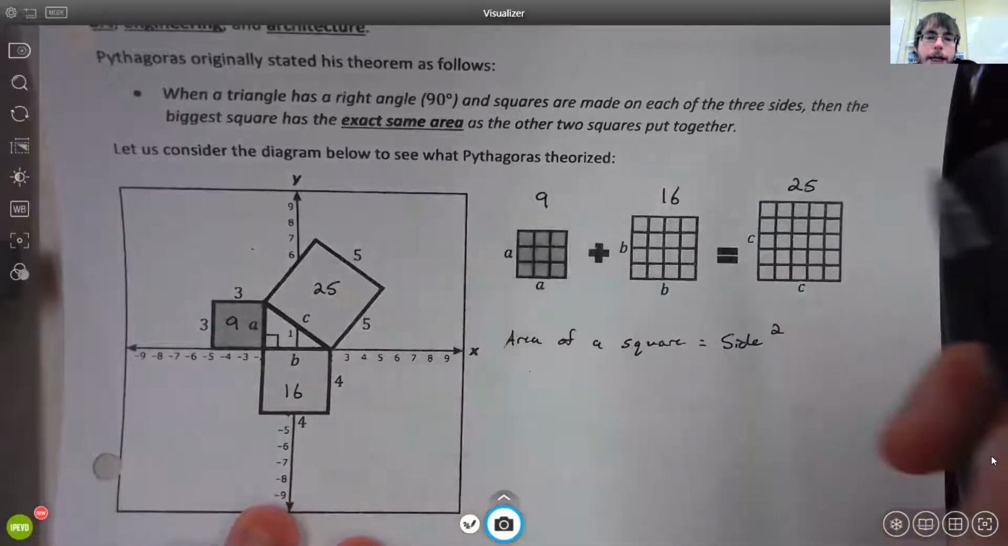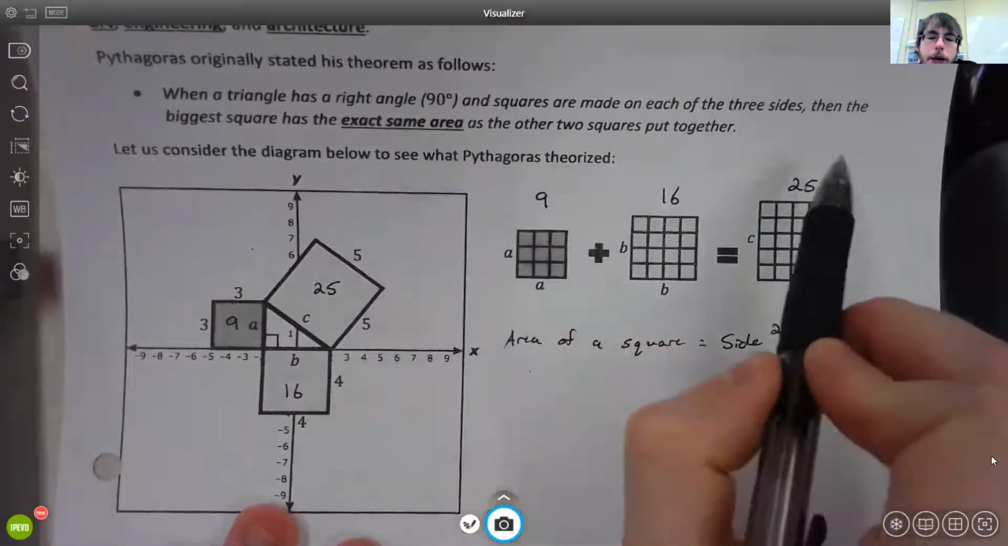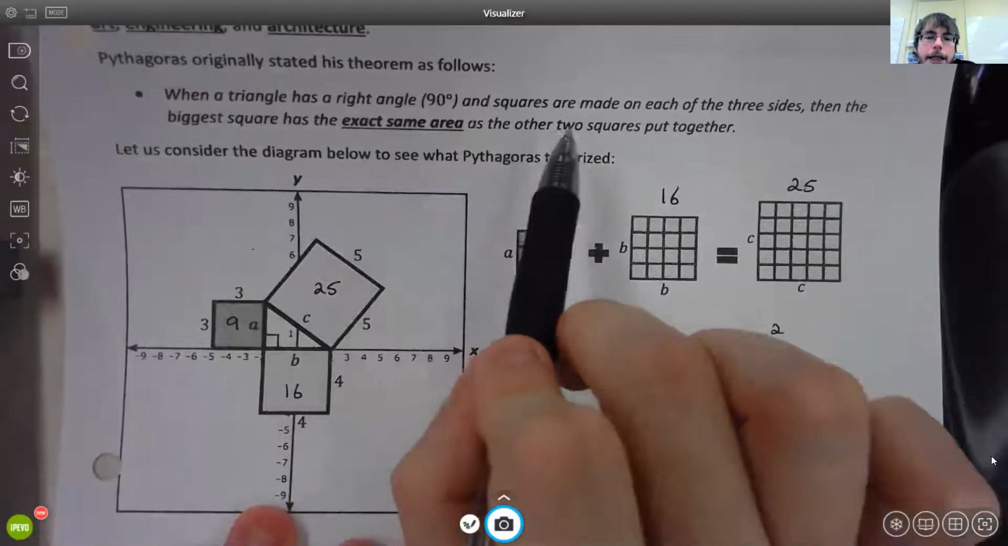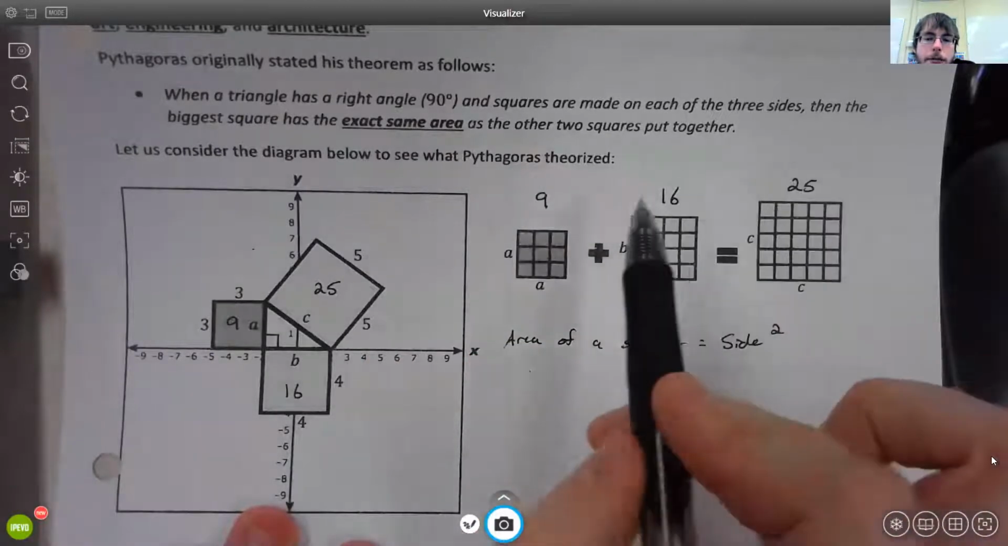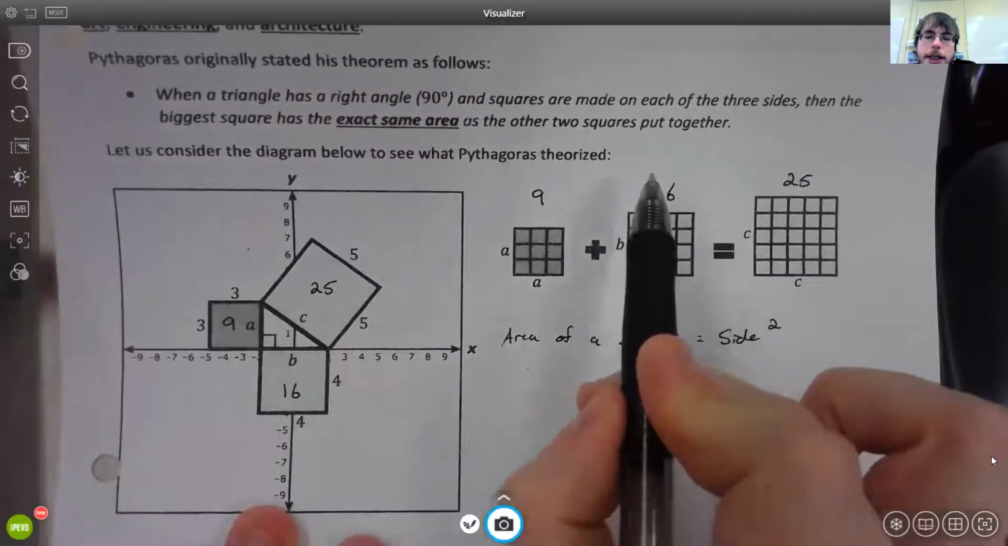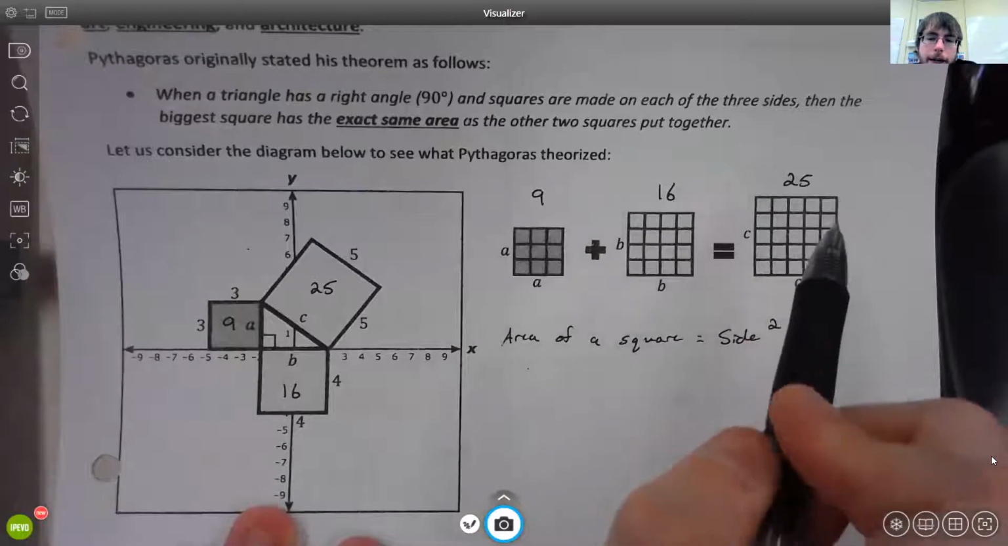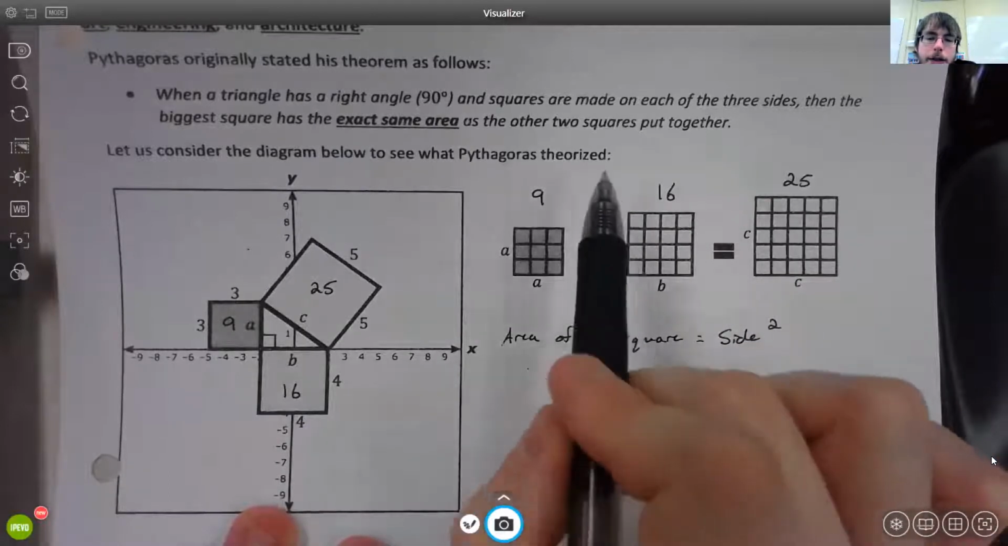Now, what Pythagoras said was that the biggest square, which in this case is 25, has the exact same area as the other two squares put together. Well, is that true? Does 9 and 16 add together to give you 25? And the answer is yes.